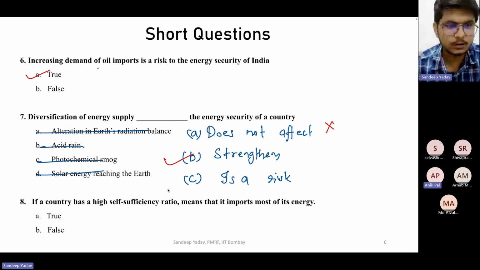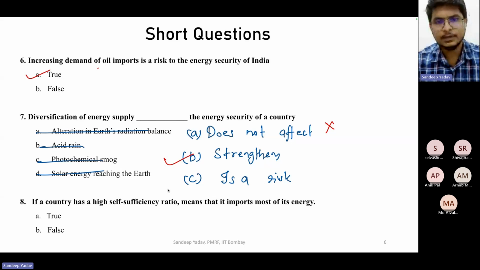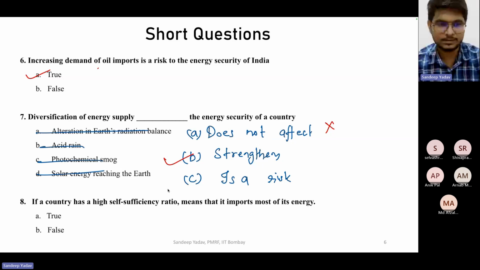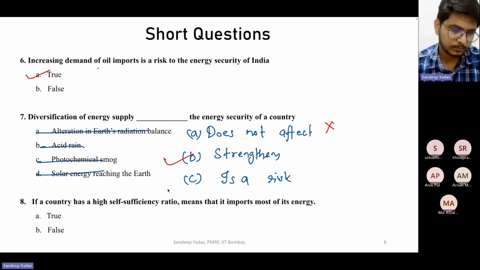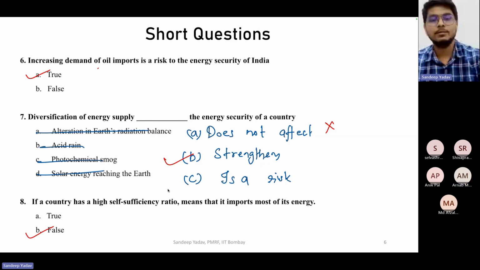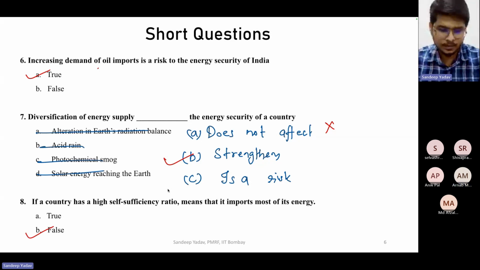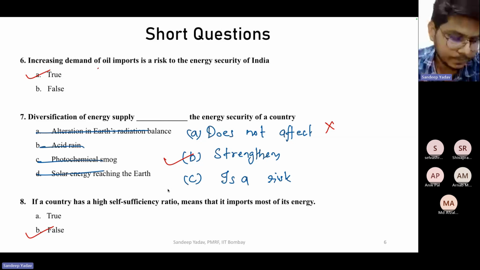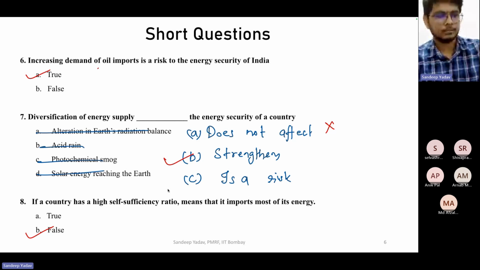Yeah. Now moving ahead. If a country has a high self-sufficiency ratio, that means if it imports most of the energy. It's very simple. You can answer. False. False. Because if we are importing, we are depending on the other country. That means answer is false. Yeah, answer is right, Selvashi. Now moving ahead.